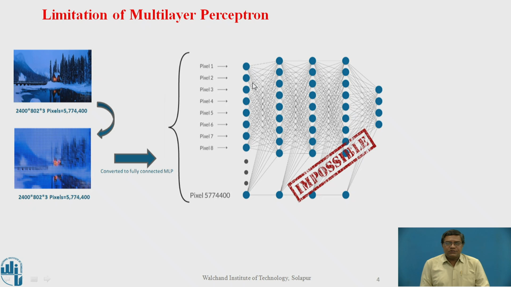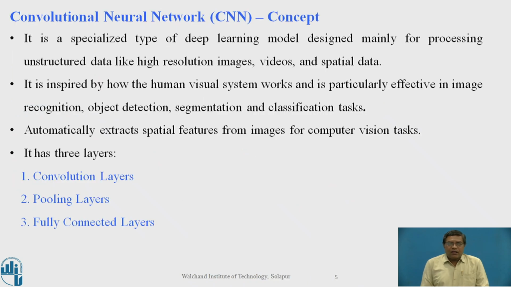So for processing this huge number of pixels, we require a huge number of neurons in the input layer, in the subsequent hidden layers and the output layer. Therefore, the neural network becomes complex and requires very many training parameters, and practically it is impossible to create such a network for high resolution images. Therefore, we go for the CNN.